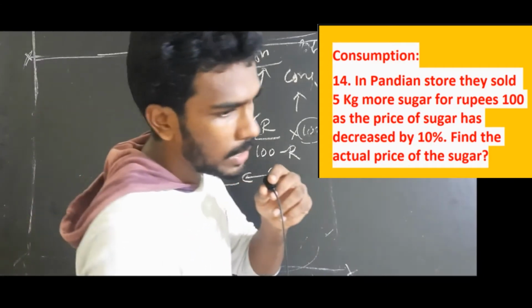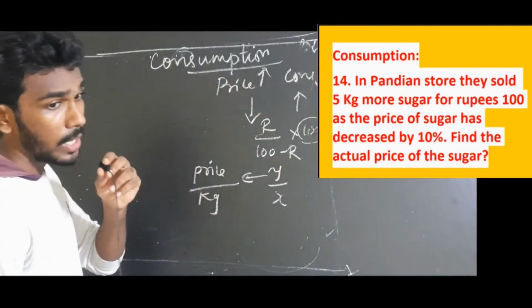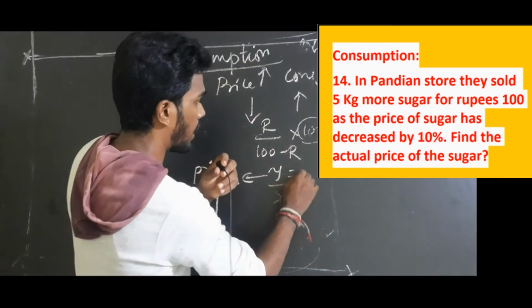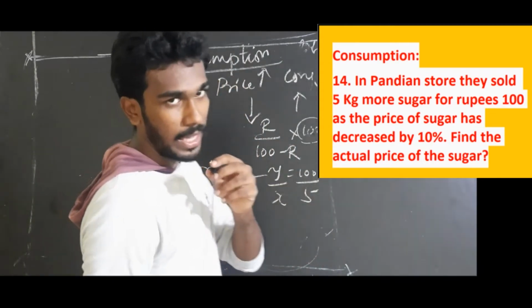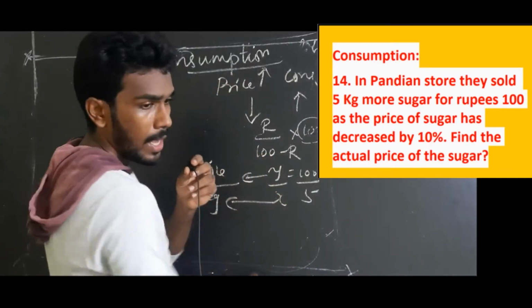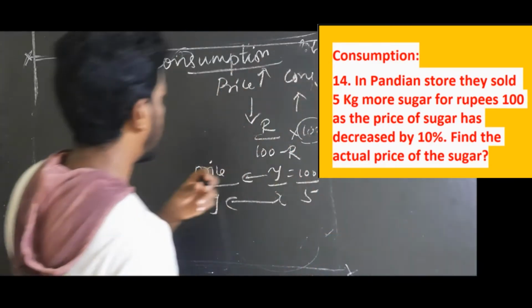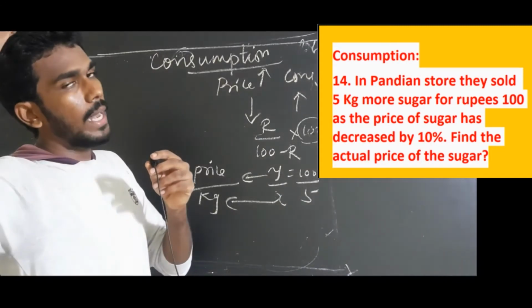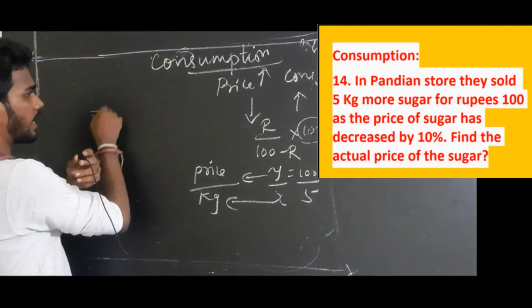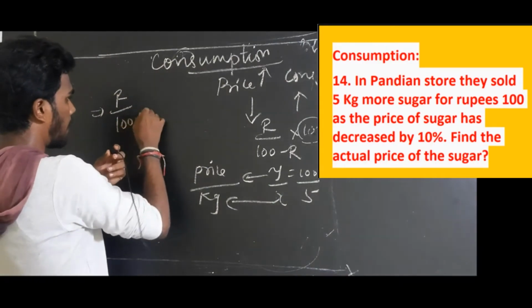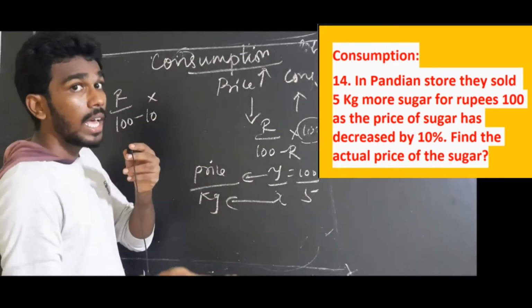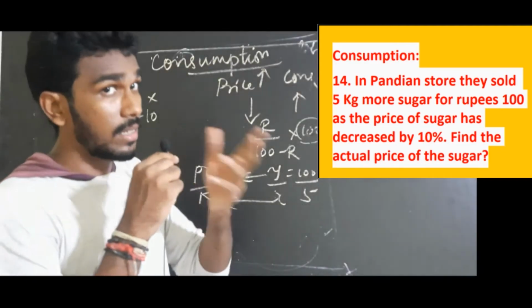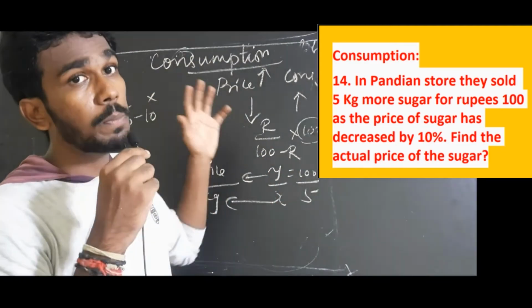So again I am repeating the question. In a Pandian store, they sold 5 kg more sugar for rupees 100 as the price of the sugar. So this will be 100 and 5 kg more will be the X. X is nothing but the kg. And the price is decreased by 10%. So if it is decreased by 10%, what will happen? Consumption will increase. So we will get a data R 100 minus 10. If consumption is decreasing, it is plus. If consumption is increasing, it is 100 minus, because price is getting decreased.